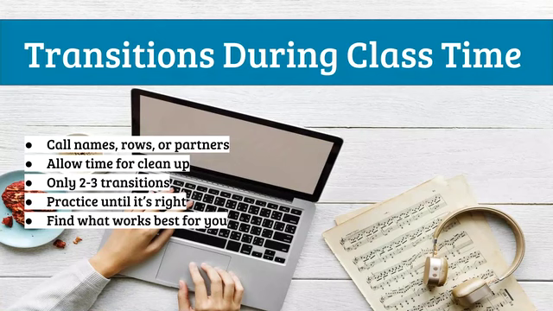So make sure you allow enough time for cleanup, and that goes with what we just talked about, calling the kids by names, rows, or partners. Make sure you also allow time not just for cleanup, but for them to do it correctly with the correct procedure for cleanup. And then only have 2 to 3 transitions per class period.